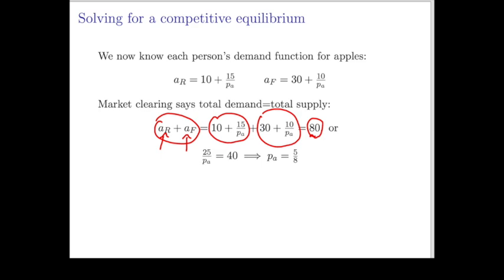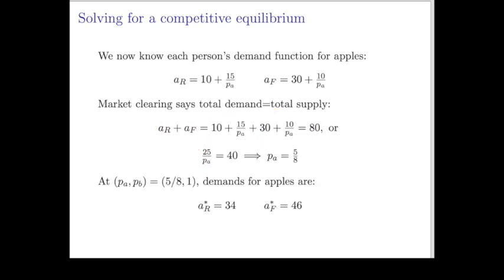So if we add these together, 10 plus 30 is 40. We subtract 40 from either side, we get 15 plus 10 divided by PA, which is 25 divided by PA, equals 40. So PA has to be 25 divided by 40, which is 5 divided by 8. So then we know what all the prices are. Remember we had fixed PB to be 1. So we've solved for the prices as being 5/8 and 1.